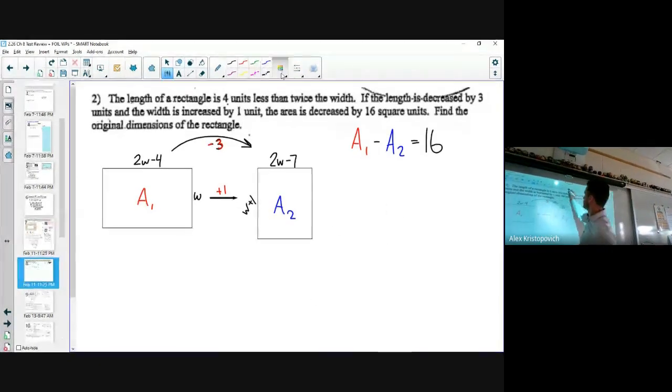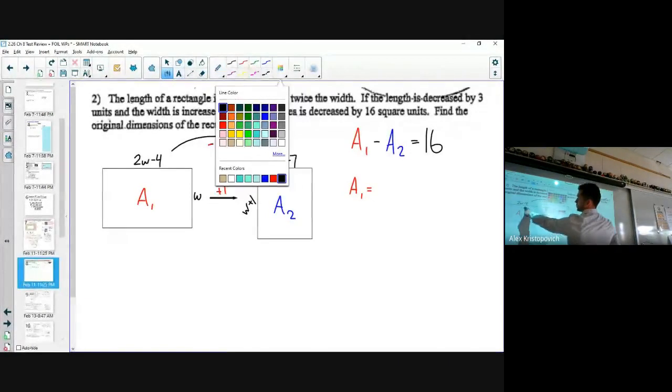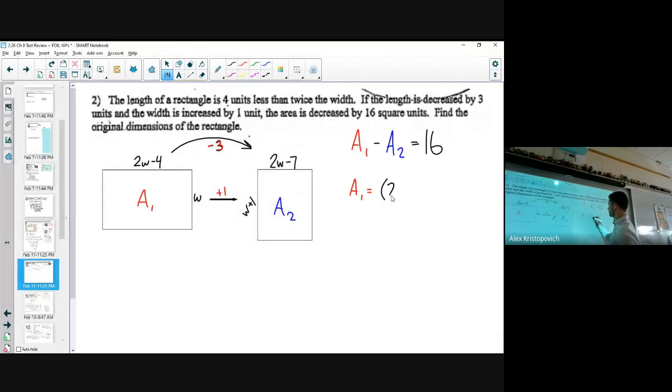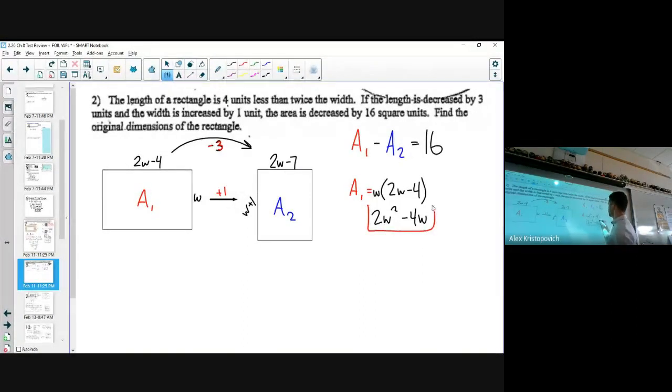So, this is very similar to last time. At this point, we want to find what A1 is, which in this case is 2W minus 4, length times width. And the width is just W, so I'm going to put the W in front. Okay, let's distribute it. This is 2W squared minus 4W. There we go. We found A1's polynomial.